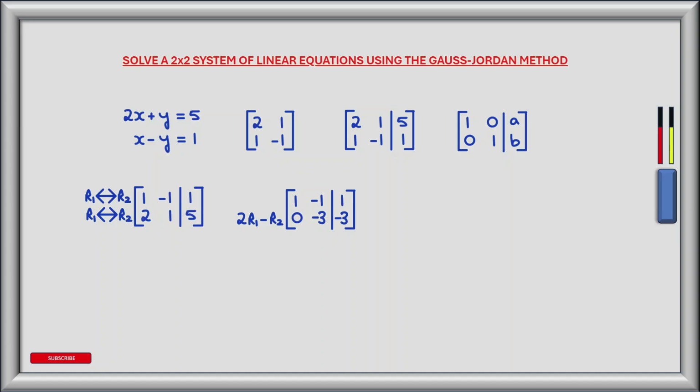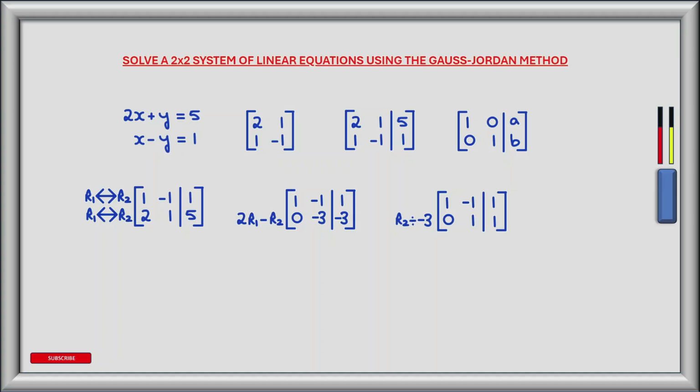And for step 3, we need to use row operations to get a 1 in row 2, column 2. So this is the last entry on the diagonal of the matrix. So that's this entry here. And to achieve this, we can divide row 2 by minus 3. So row 2 is this row here. And if we divide row 2 by minus 3, we get 0, 1 and 1. And row 1 here remains unchanged.